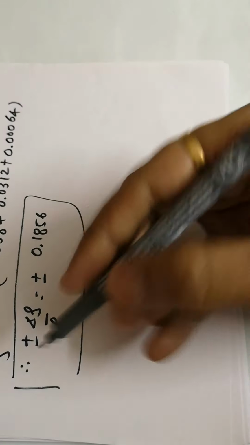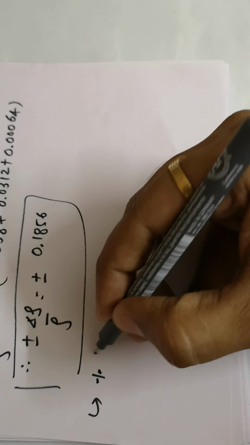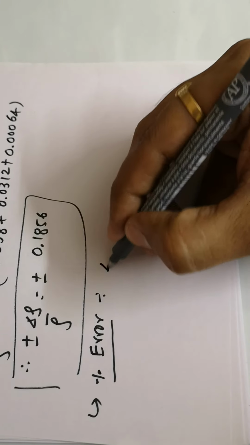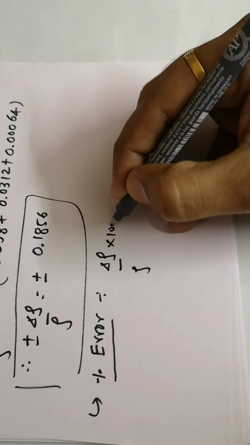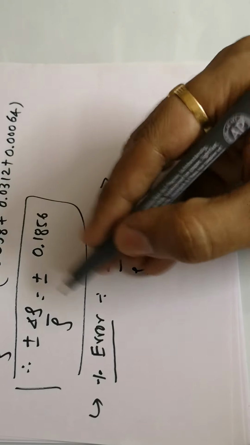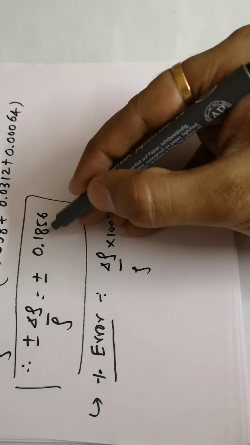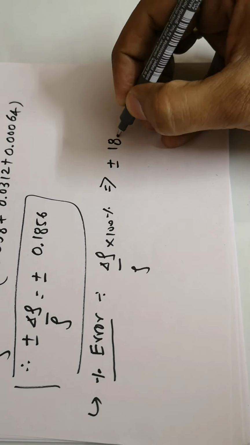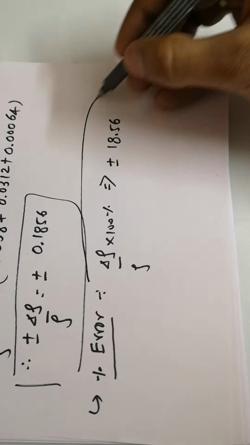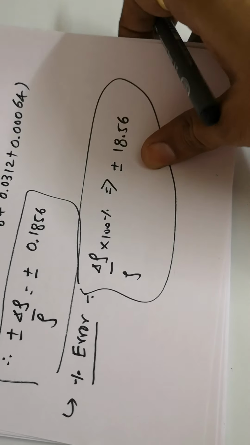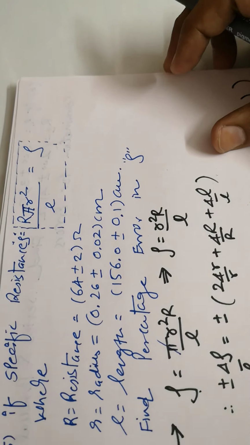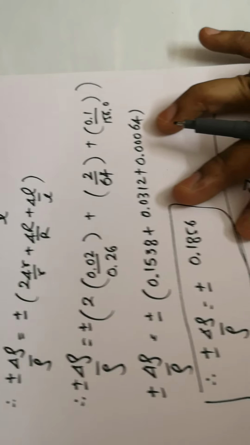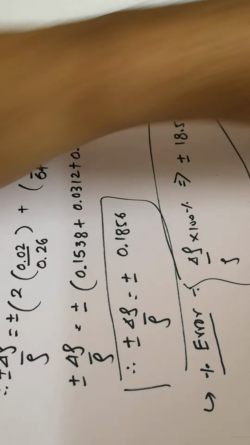I want to find it in terms of percentage error. So percentage error, these are the short forms or abbreviations which are valid in any exam: delta rho by rho multiplied by 100%. In a competitive exam there is no need to write such things. You can directly multiply 0.1856 by 100, which gives you 18.56. So this is the error in our data which is given to us, for rho equal to pi r square R by L. Such are the examples where you can find different types of errors.